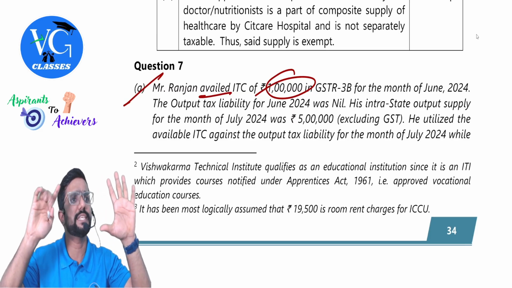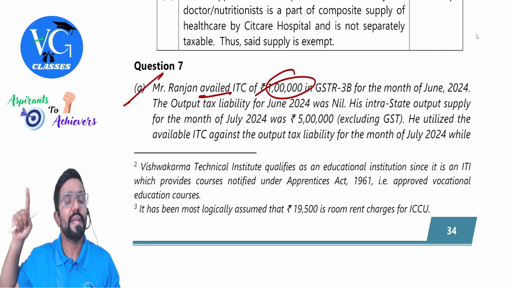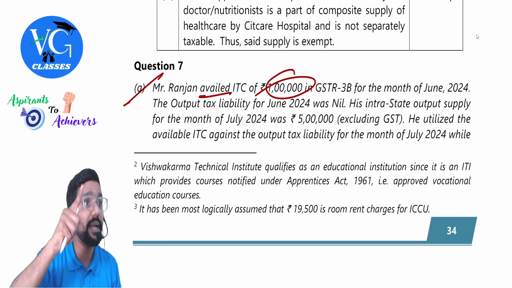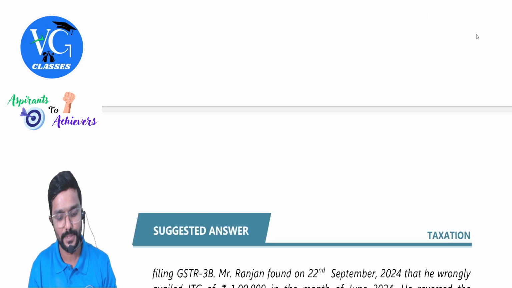So how much would he have utilized? Only 90,000. So he has wrongly utilized it. Now interest would be charged on 90,000 or 1 lakh? 90,000. Whatever he has utilized. Got it? Yes.